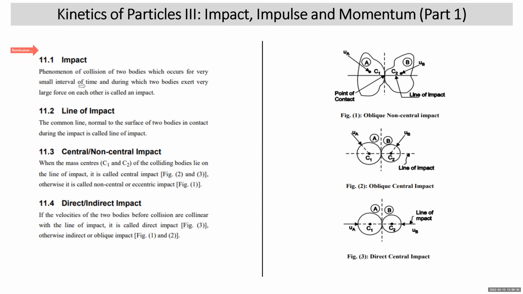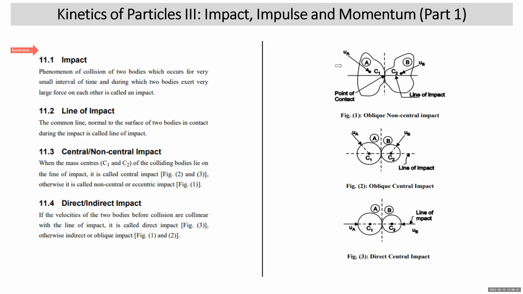Impact is collision of two bodies which occurs for a very small interval of time and during which the two bodies exert a very large force on each other. Now we have to understand the terms related to impact. So two important terms are there. One is common tangent and another is line of impact.